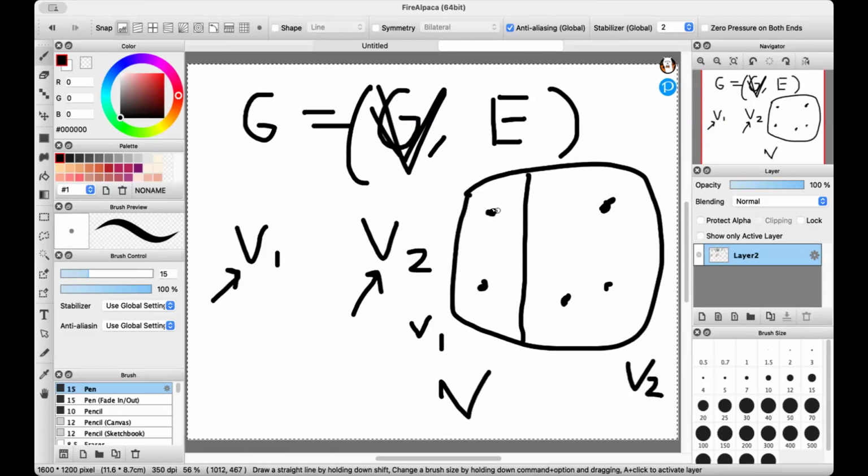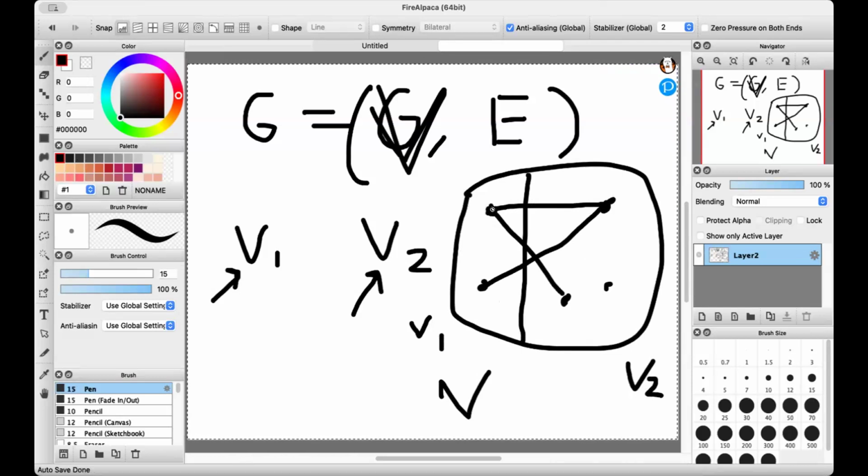So this would be a bipartite graph if every edge connects a vertex in v1 to a vertex in v2 like this. It doesn't have to be all the vertices, but basically the endpoint of each edge has to be one vertex in v1, and the other endpoint has to be a vertex in v2. So what would make this not a bipartite graph is if I did this.